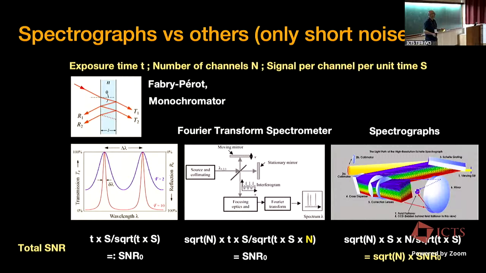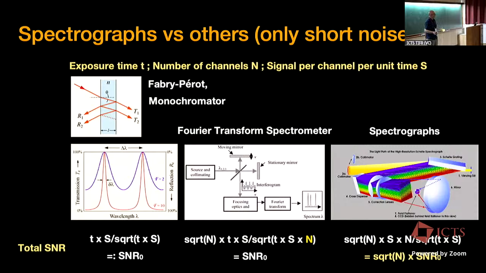But since you are observing all the channels with the same detector, the noise is given by the square root of the integrated signal, not only of the channel you are observing. So in that case, you end up adding a square root of n in the noise component, and you end up with exactly the same signal to noise as for the Fabry-Perot étalon. So there is zero advantage in using a Fourier transform spectrometer with respect to a Fabry-Perot étalon.